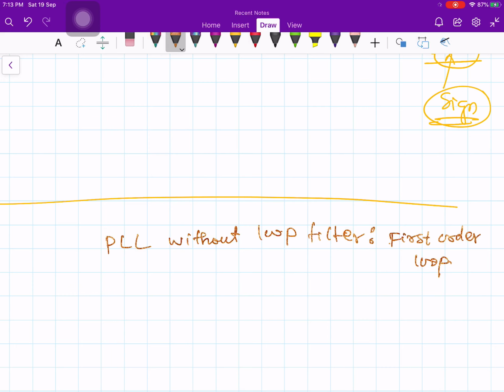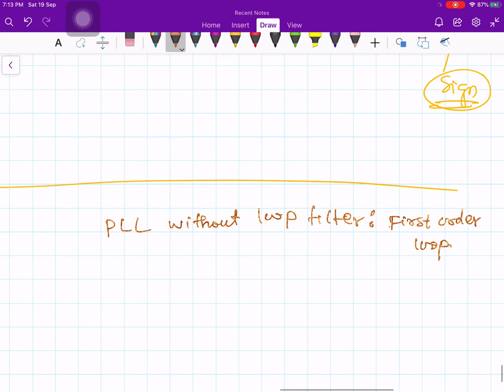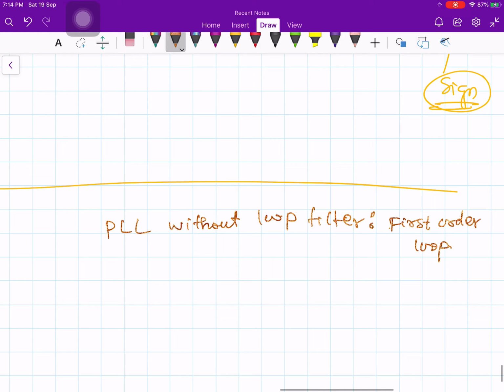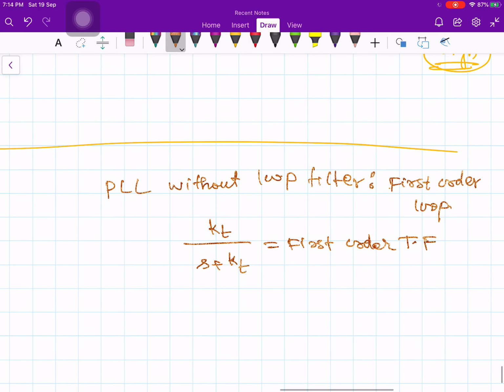Another consequence of that is the loop transfer function. What is that loop transfer function? We got Kt by s plus Kt. This is what we got, right. This is the first order TF, TF means transfer function. That is why we call it a first order loop, because the transfer function is a first order transfer function.